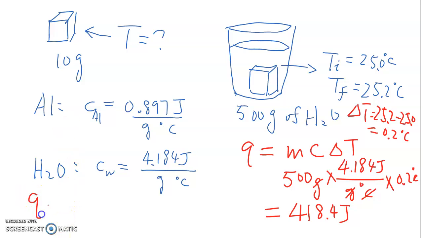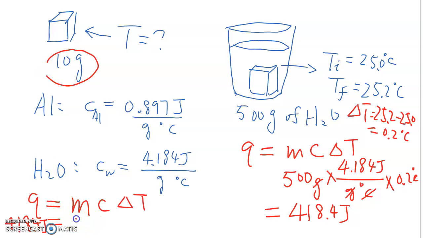So I'm going to say the heat released by aluminum will be equal to the same formula, m of aluminum times C of aluminum times delta T of aluminum. It will be 418.4 joules. That will be equal to the mass, which is given as 10 grams, multiplied by the C over here, 0.897 joule per gram per degree Celsius, and multiplied by delta T.